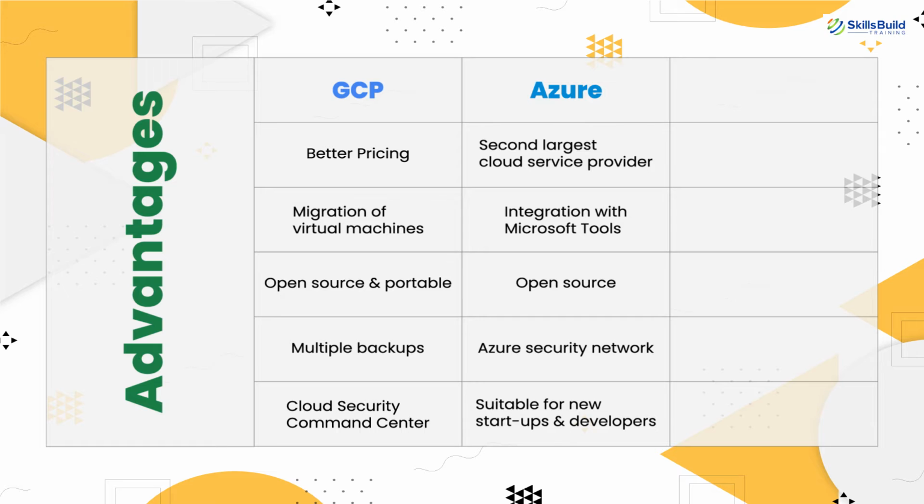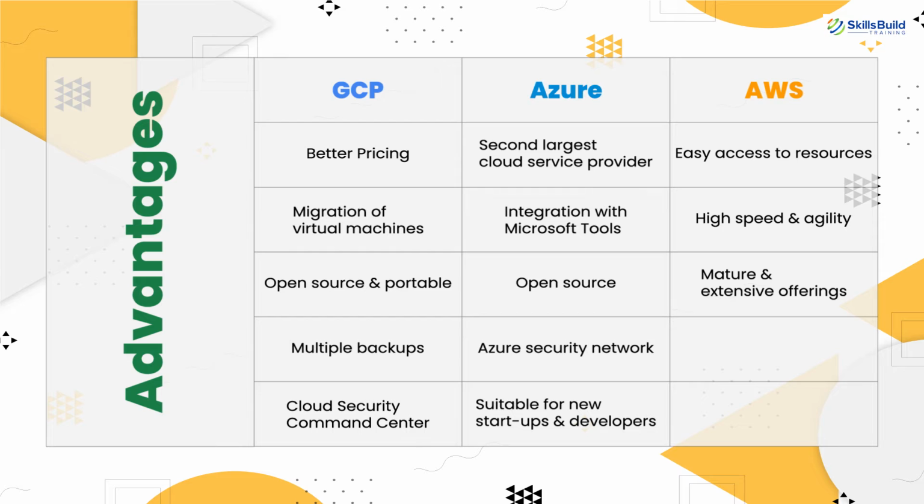And at the last, let's talk about Amazon Web Services. It has easy access to resources, and it has high speed and agility. It offers mature and extensive services, and it is flexible and has a range of services. At the end, it is secure and reliable.